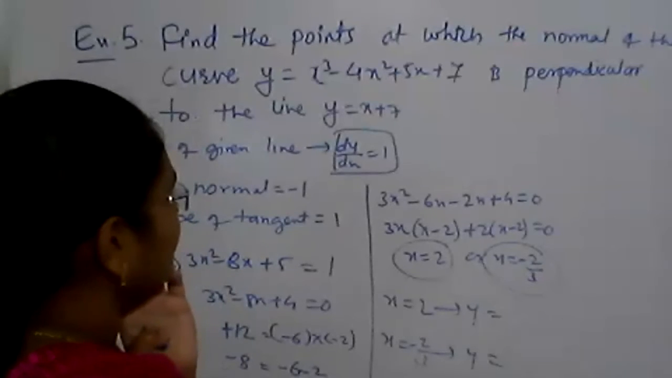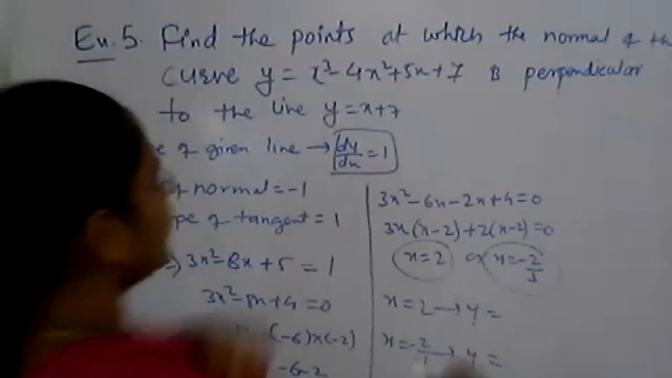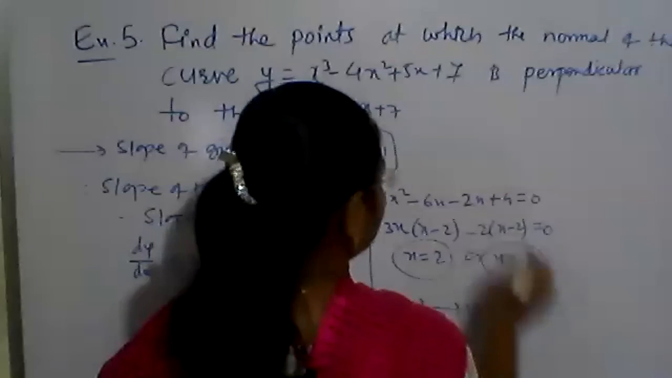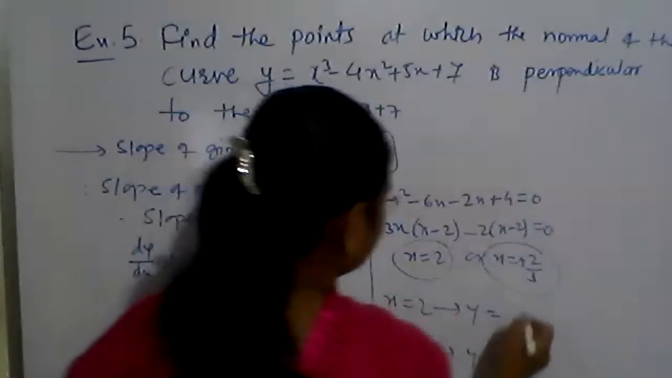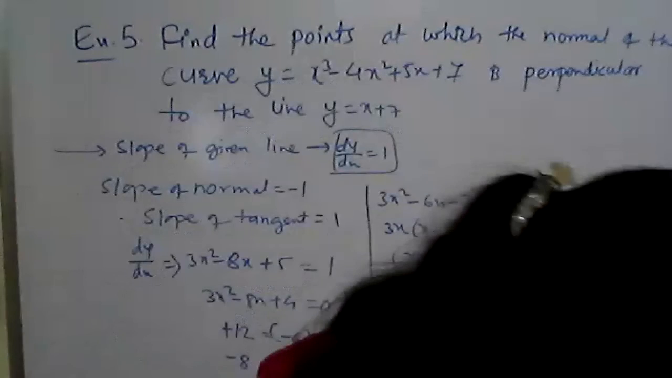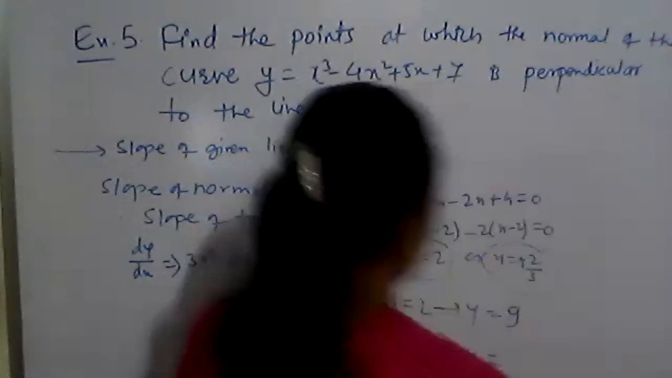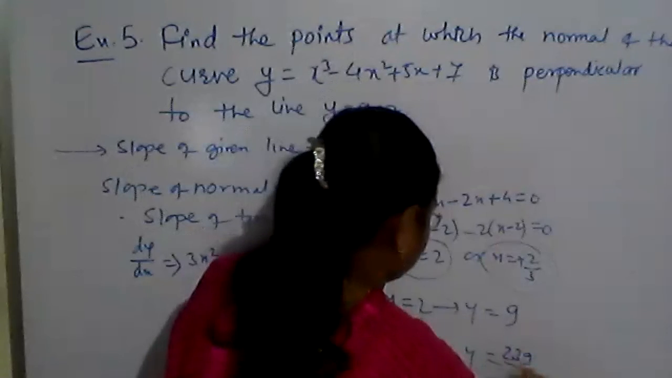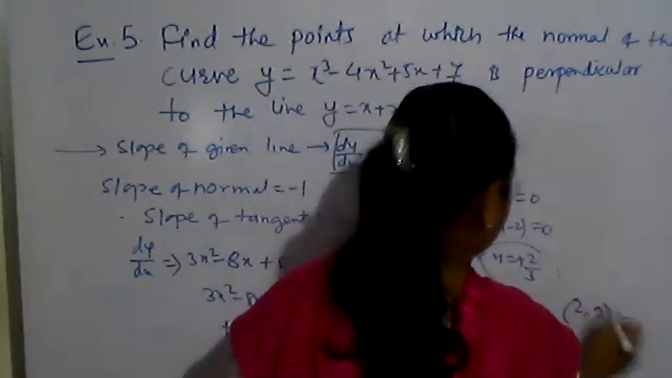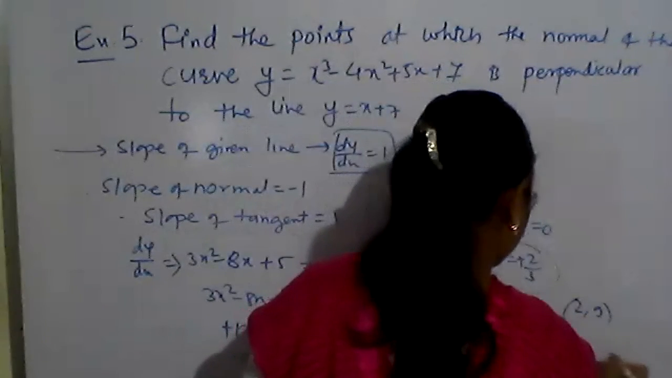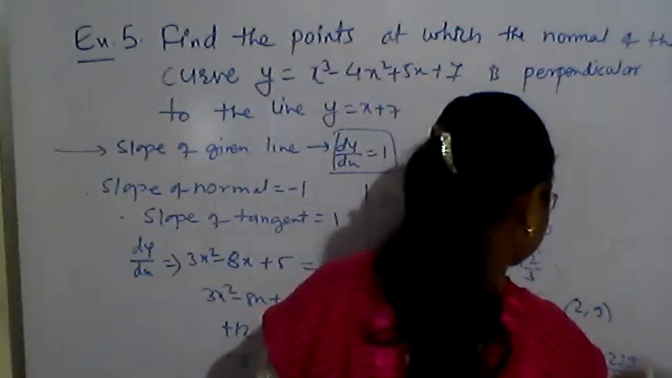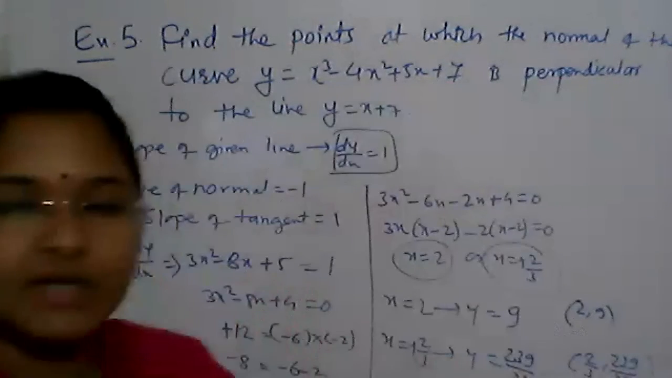Will it not be minus? Achha, yes, this will be minus. Yes. And 239 by 27. Okay, so 2, 3, 9 by 27, both are the required points.